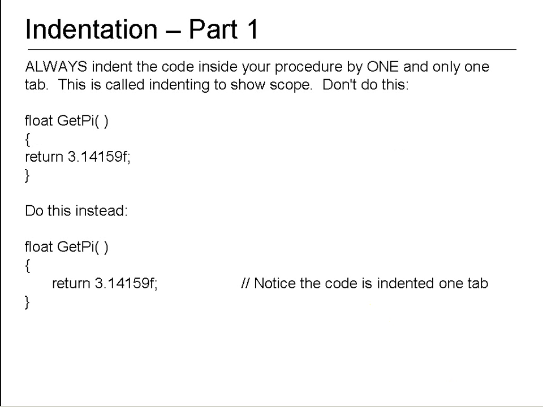Indentation. Always indent the code inside your procedure by one and only one tab. This is called indenting to show scope. Don't do this. See, up here the code is not indented. Here it is indented. It is indented one tab. So everything between the open curly bracket and closing curly bracket gets indented one tab.